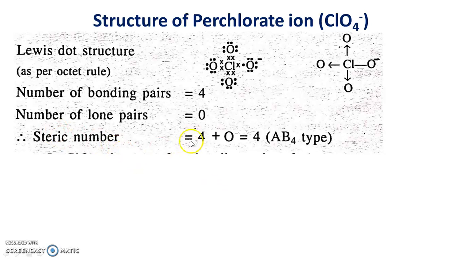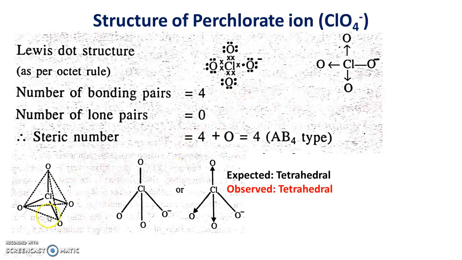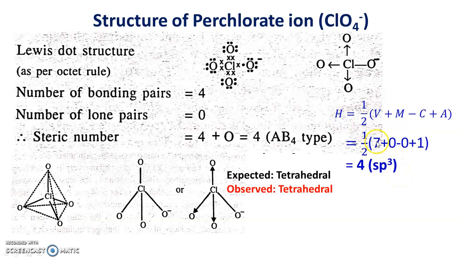Okay, steric number, this is equal to 4 plus 0, that is bond pair plus lone pair, equal to 4. This is an AB4 type of molecule, lone pairs are absent and therefore this molecule has a regular tetrahedral geometry. So expected and observed geometry is the same, that is tetrahedral, where chlorine is at the center of the tetrahedron and 4 corners of the tetrahedron are occupied by the 4 oxygen atoms. This is the alternative method. H is equal to half V plus M minus C plus A. Again valence electrons of chlorine equal to 7, anion negative charge is equal to 1, so H is equal to 4. Bonding pairs are 4, lone pairs are 0.